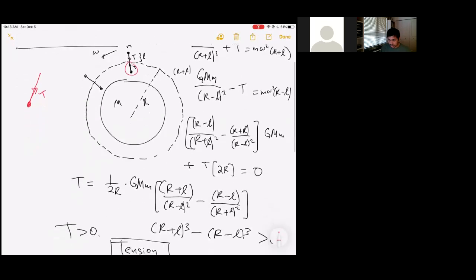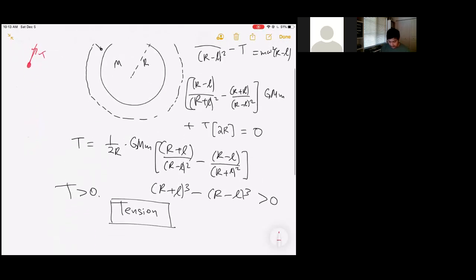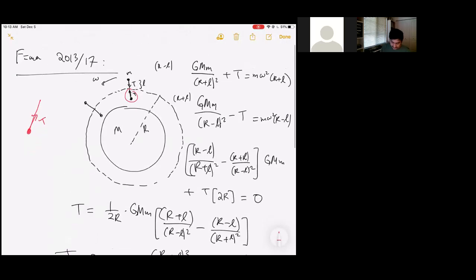No, so somebody's asking there's compression, right? No, we found that T is positive. And the way I set the problem up is that T is pointing inward for the lower mass and T is pointing outward for the upper mass. That's what you get when you do tension.